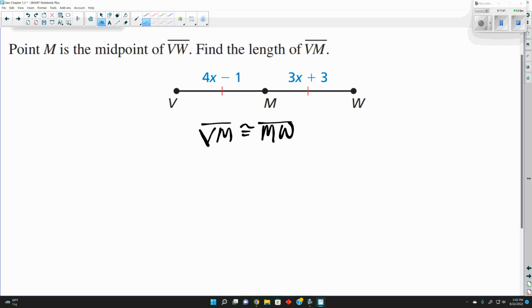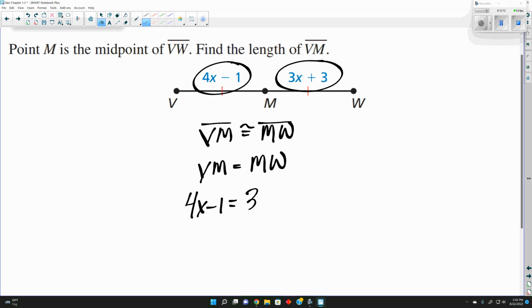Well, from what we learned yesterday, if two line segments are congruent, it means that the length of VM is equal to the length of MW. So we said the two segments are congruent, which means that their lengths are the same. Well, what is the length of VM? Okay, I'm going to replace it with that. What's the length of MW? Hopefully this should look familiar, yes?